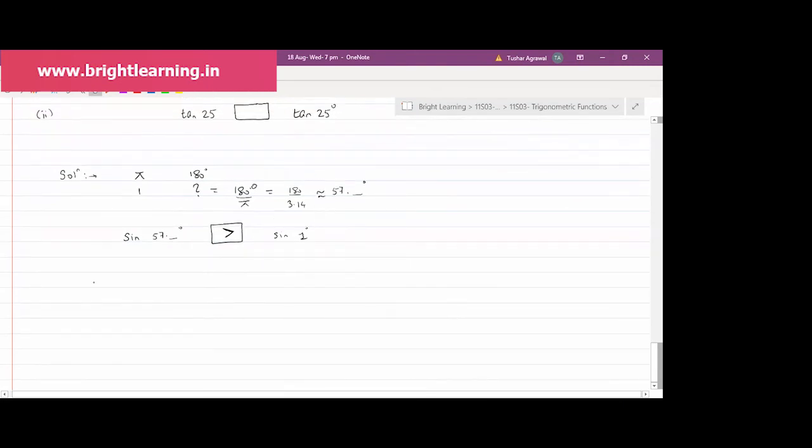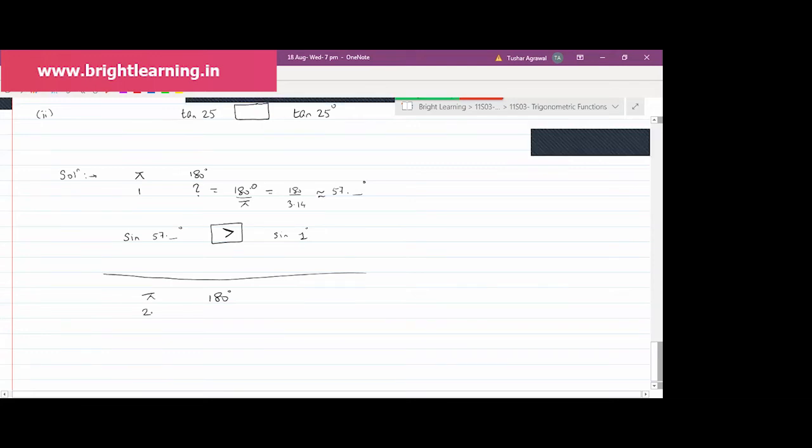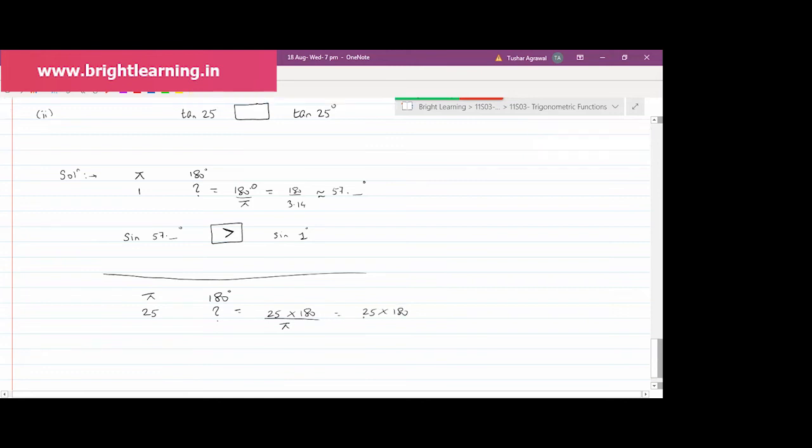So tan 25. Go again, ask yourself the unitary method only. Pi radian is 180 degree. So how much will 25 radian cost? Pi apples cost 180 rupees. How much will 25 apples cost? It will be 25 multiplied by 180 upon pi, which is 25 into 180 upon 3.14. You can calculate this by calculator if you want.